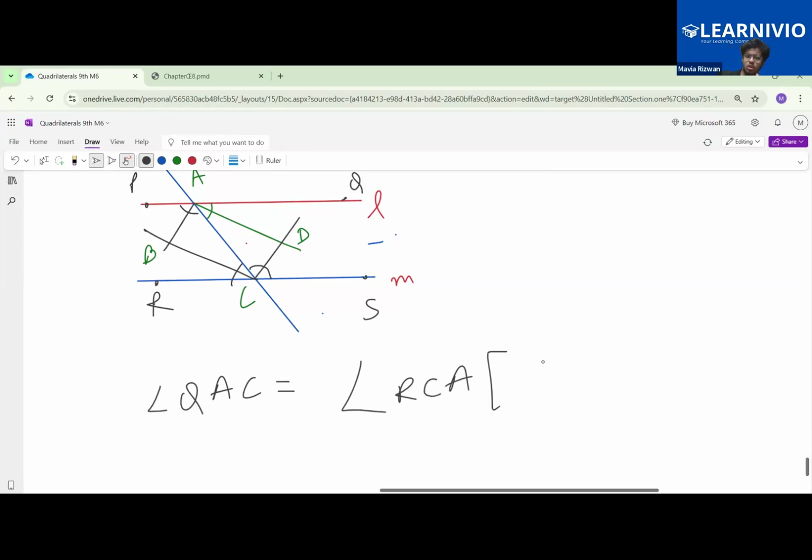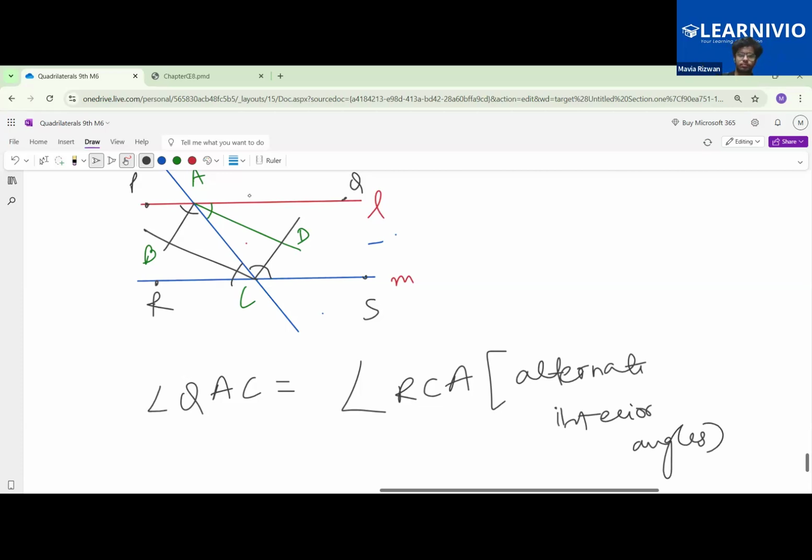Sir, but the line below is already named as M, right? The left is M, right? M is right, which is the line that is named. I'm naming some points so that it's easier for me to name the angles. Line is already L. Okay, sir. Line is infinite. I'm naming points. Yes, alternate interior angles. The reason is alternate interior angles. Yes, sir. No, angle QAC is equal to angle RCA.